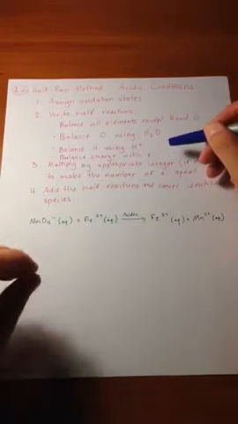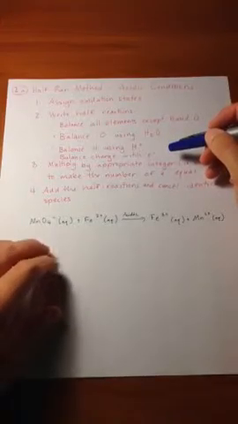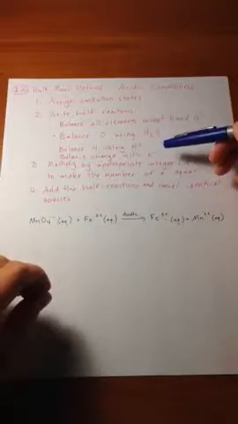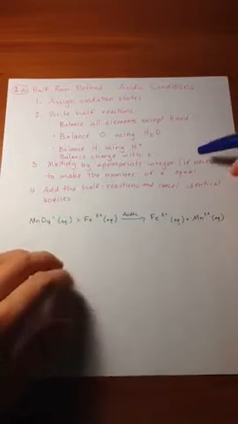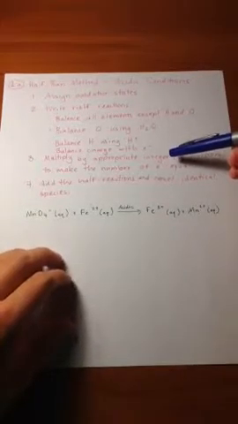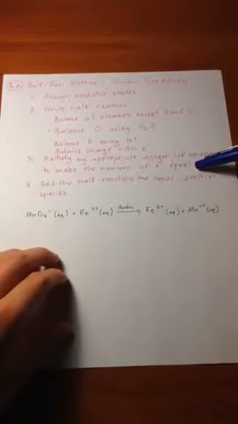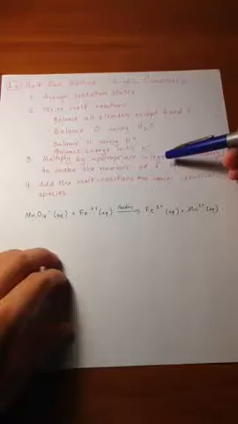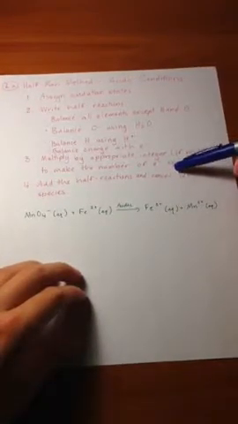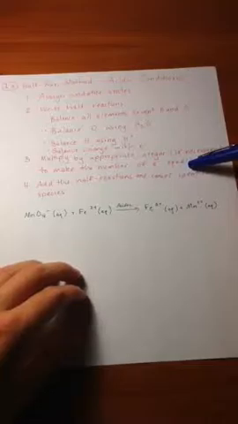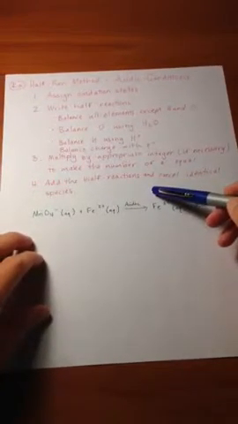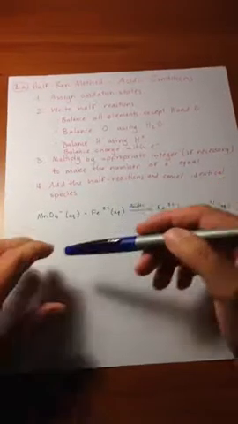And remember, in reduction, the electrons will be on the side of the reactants, but in oxidation, they'll be on the side of the products because they're being lost. Okay, and then here's what's really important. We have to multiply the half reactions by whatever integer is appropriate in order to make the number of electrons equal for each. And then at the end, we can just add our half reactions together and cancel identical species.